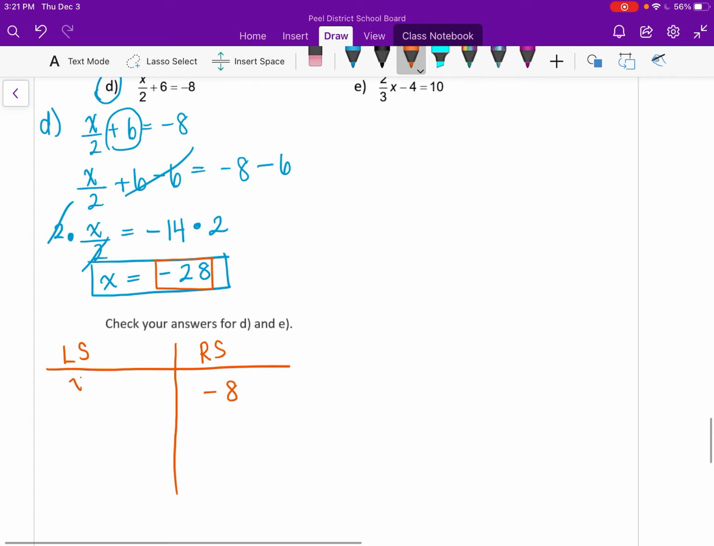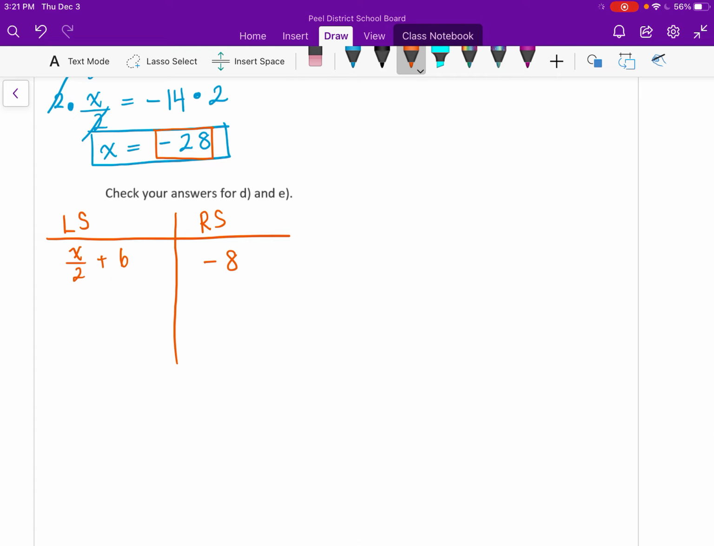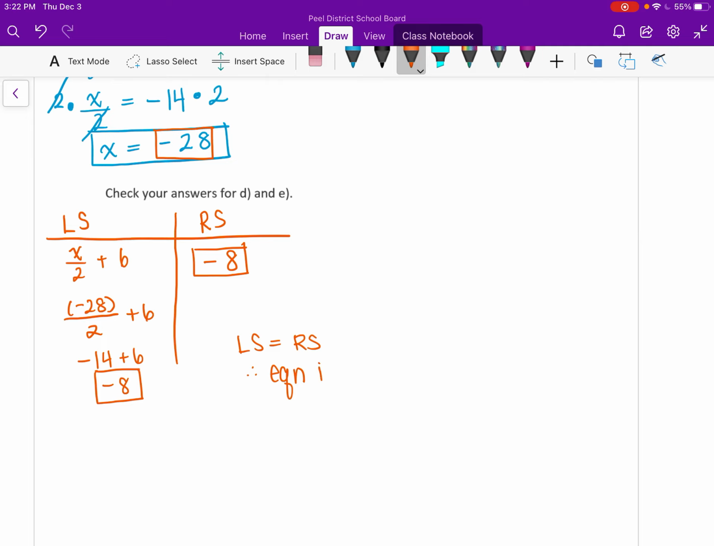Our left side is equal to x over 2 plus 6. I know that my x is negative 28, so I'm just going to go in and put that in. Divided by 2 plus 6. And I'm just going to solve this. Negative 28 divided by 2 is negative 14 plus 6. Negative 14 plus 6 is negative 8. Now I know that my left side equals my right side. So I'm just going to write left side equals right side. Therefore, equation is true.